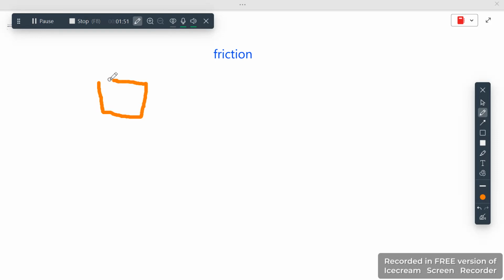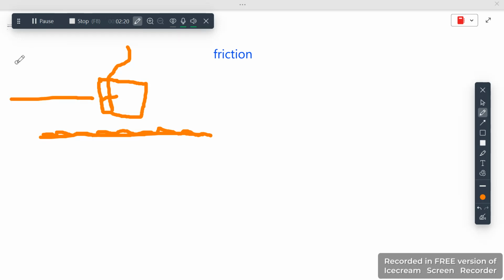Here is a box, and here is the friction, F, and we are moving on a surface. This is the surface, and it is not perfectly straight. If you look through a microscope, you will find little curves on this structure. So this is the structure, this is the friction, and on one side we are applying a pushing force.